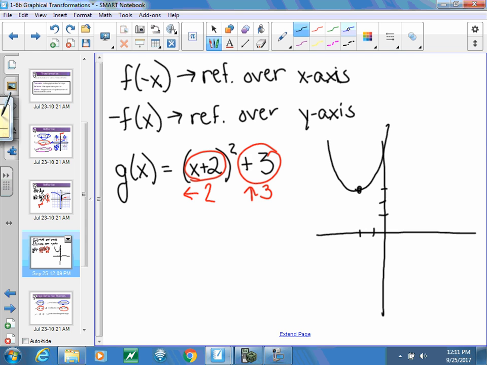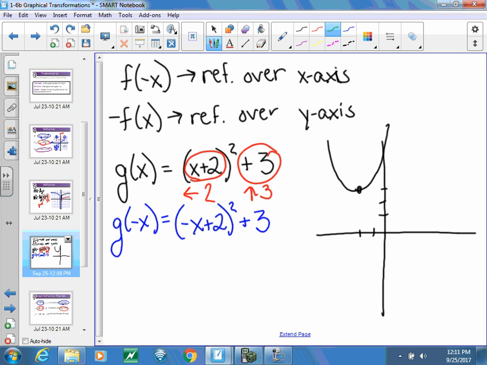If I wanted to reflect this over the x-axis, I would be taking g of negative x. What's going to happen here is inside my function it becomes negative x plus 2 squared plus 3. Well, there's really not much happening here. With this being a reflection over the x-axis now, or did I... f of negative x, sorry, I switched these around. Sorry, this should be y-axis up here. I apologize, and this should be x-axis. My fault.